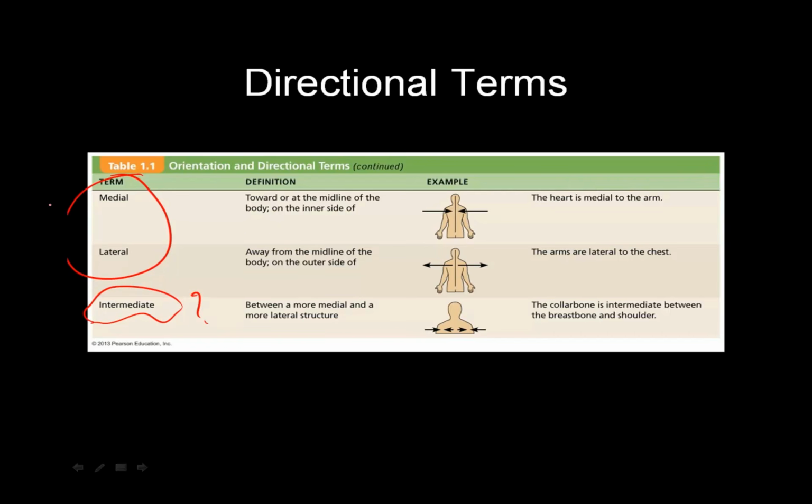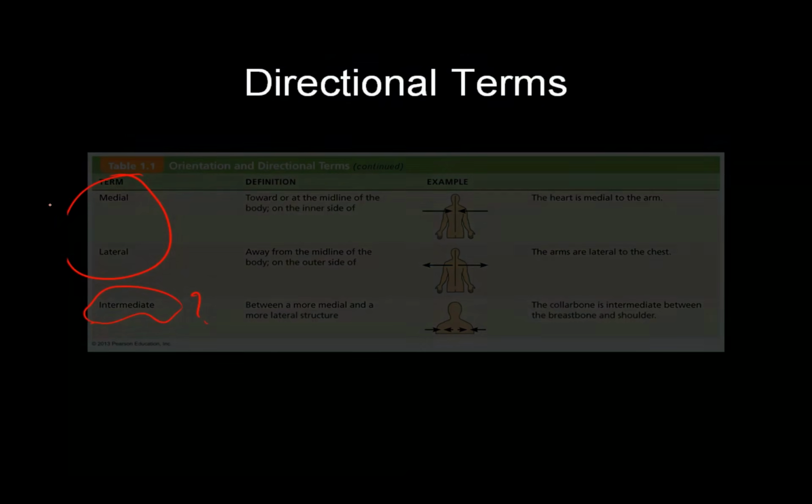These are all very relative terms. Your shoulder, for example, would be lateral to your sternum, to the midline of your torso. And your sternum would be medial to your shoulder. So these are very descriptive terms. They are relative terminology.